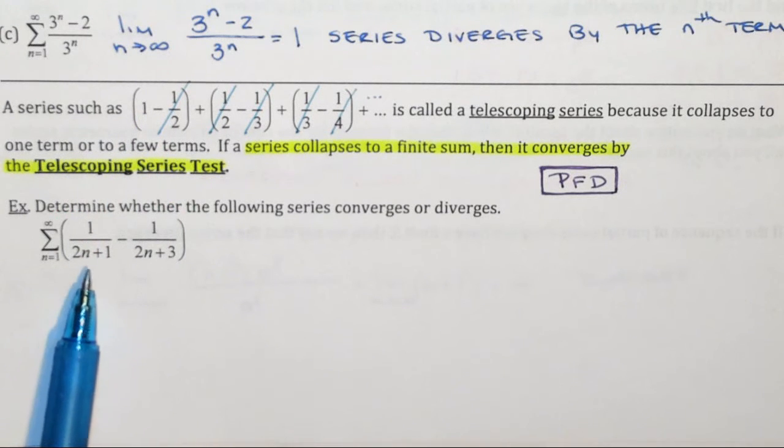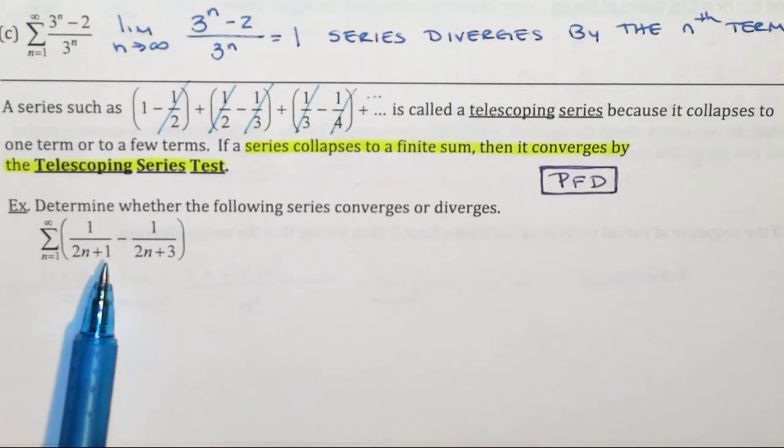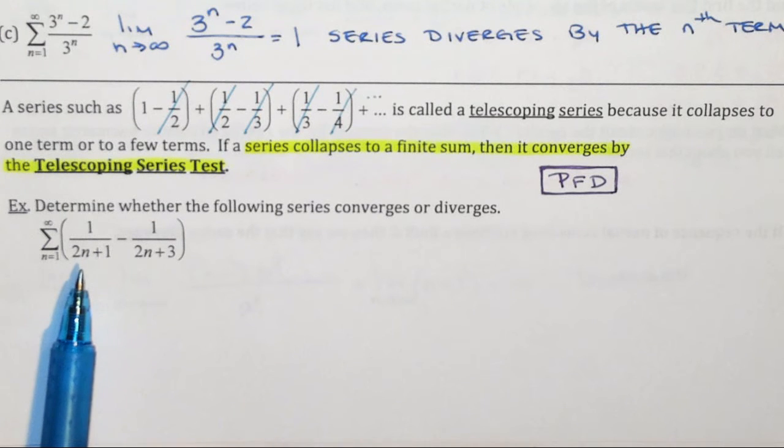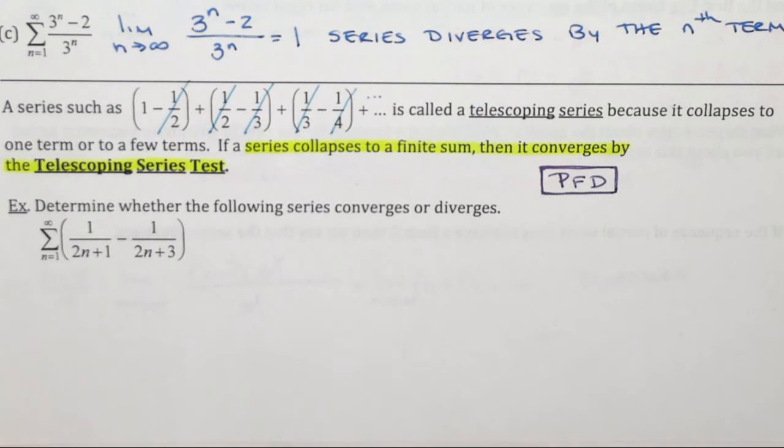So notice we have a fraction here. We have 1 over 2n plus 1. You should also recognize that 2n plus 1 is always an odd number, because I told you about that earlier, and that's something that you should be cognizant of as you go along.